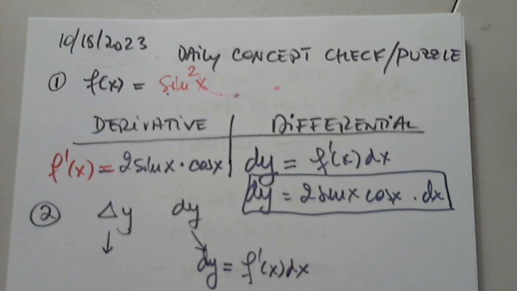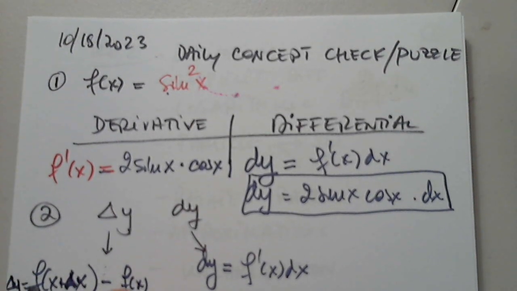Okay, what about the exact change? Do we remember the formula for the exact change? If x changes or has a minor error, what is the actual change in the y value? How do we write it? Anyone? Anyone remembers the exact? Yes? Is it f of x plus delta x? Yes. Minus f of x. Exactly.